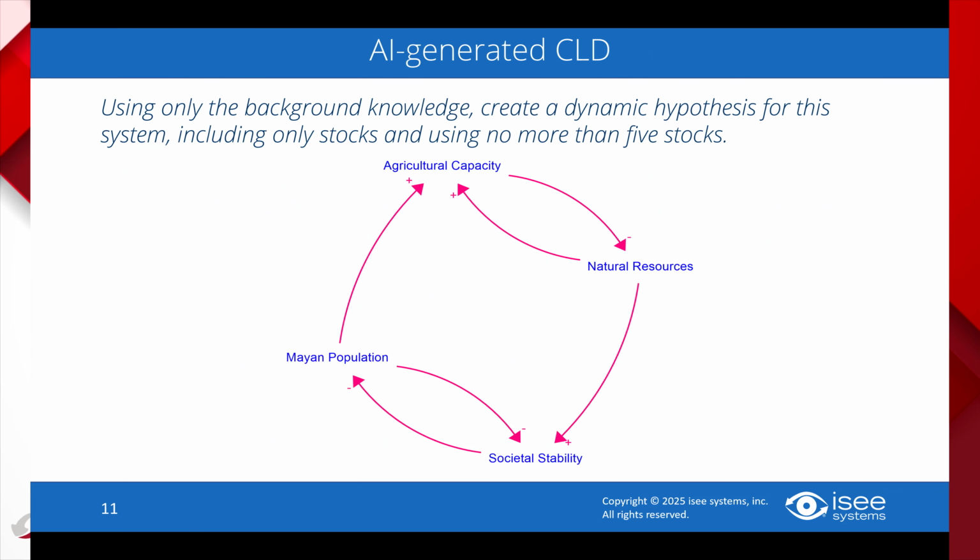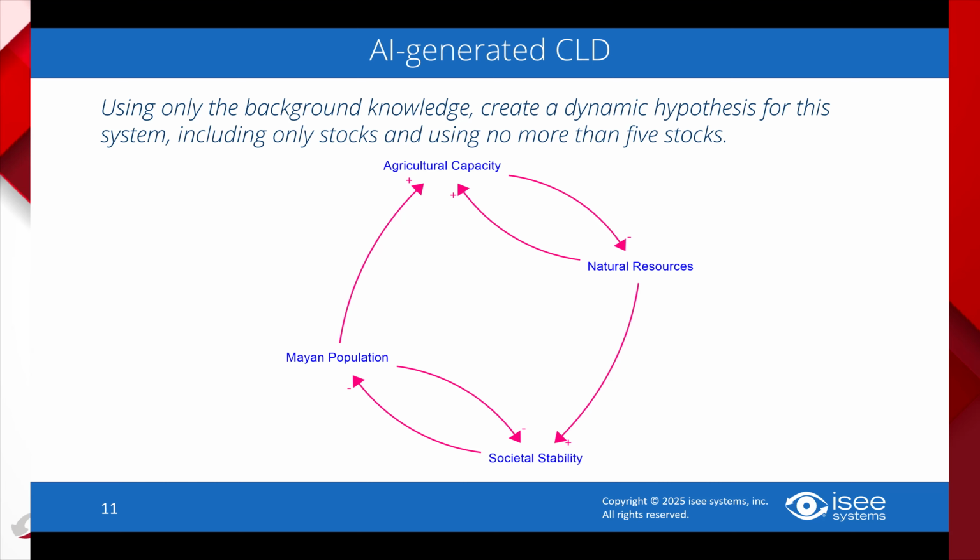And if you notice something, this does not really match the list of stocks it gave me. It gave me a list of key stocks before, and this is not it. I mean, population is here, just renamed. So it did not generate what I was hoping for it to generate.